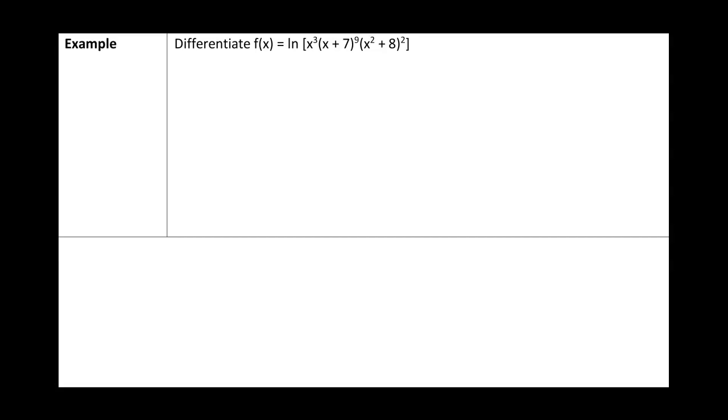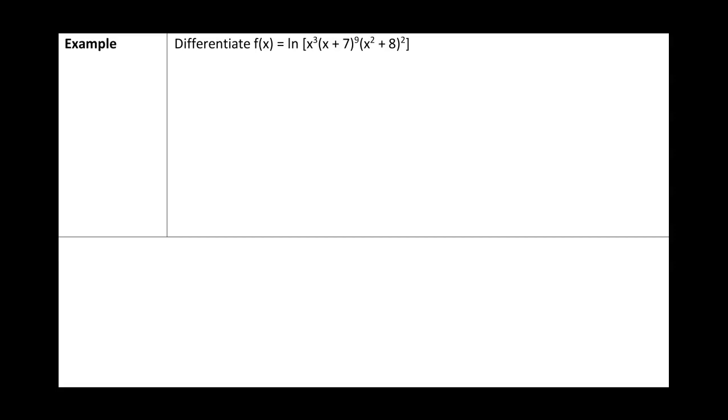Now let's differentiate. f of x equals the natural log of x cubed times x plus 7 to the 9th times x squared plus 8. If we try to use the product rule, it's going to be a nightmare because we're multiplying three different things. So let's say we call this term a and this term b. Then term a has a product rule also. We also have the chain rule because we have these exponents. It's going to be a mess.